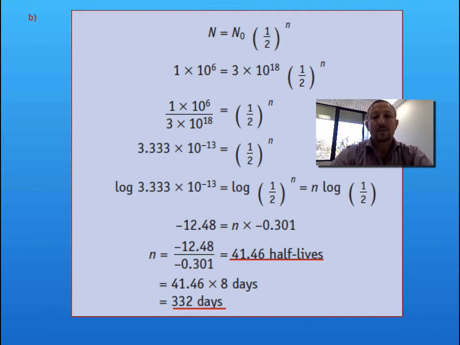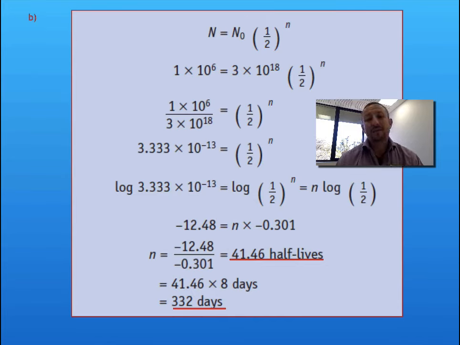So I get 3.333 times 10 to the negative 13 equals a half to the n. Then what I'm going to do is find the natural log of both sides, and what that will do is pull the n value down. So when we find the natural log of both sides, I get negative 12.48 equals n times negative 0.301. Then all I've got to do is divide the two values together. That will give me the number of half-lives.